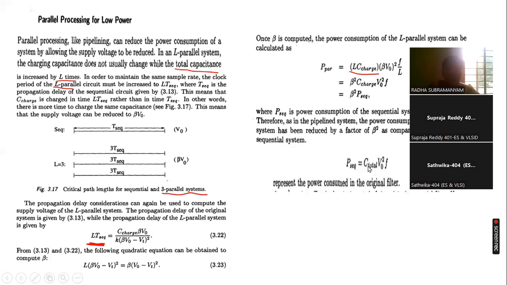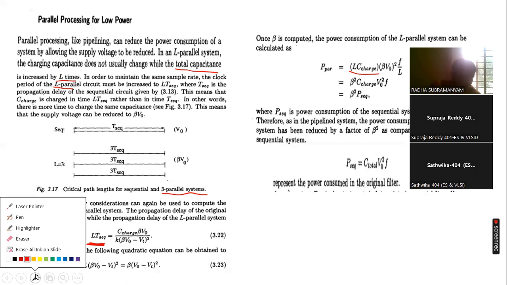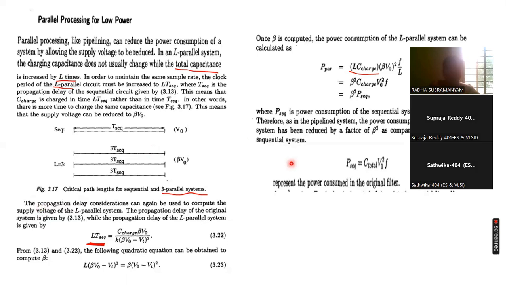without parallel processing, the power consumption is C V naught square F. Now the C will change into L into C, and V naught will change into beta into V naught whole square. And then here we have F value. That F will become F by L, because time is multiplied with 3, frequency will be divided by 3.